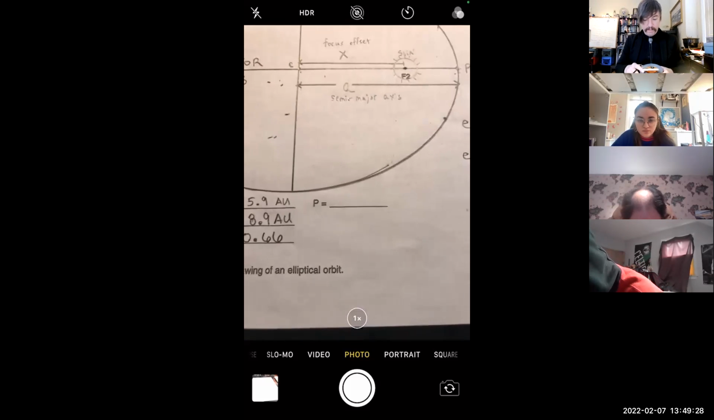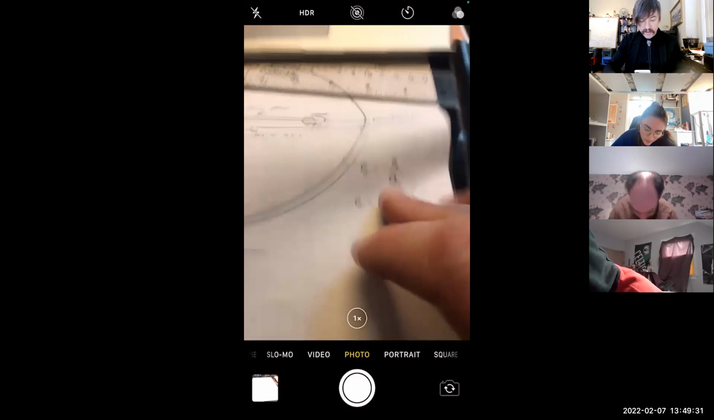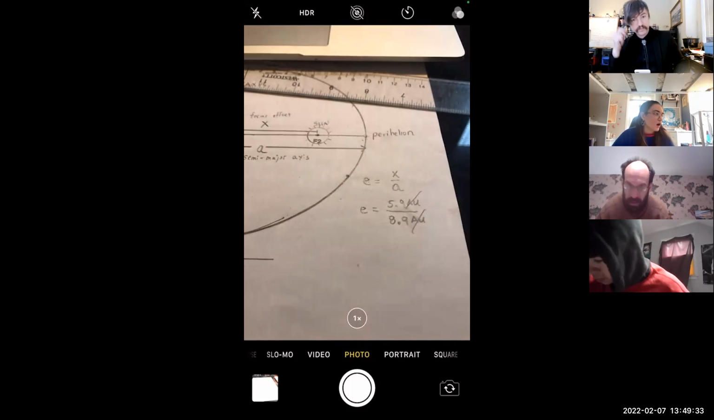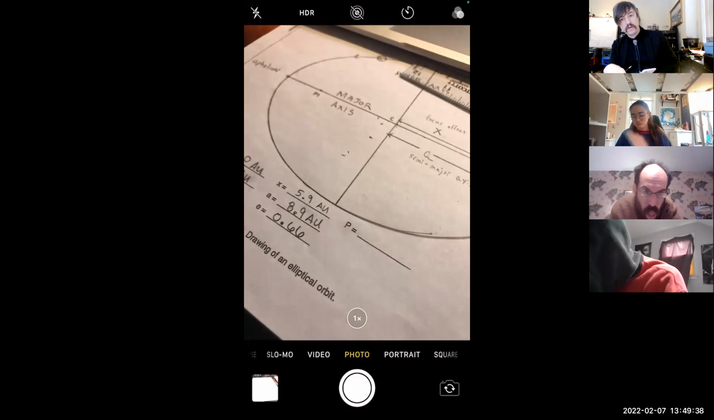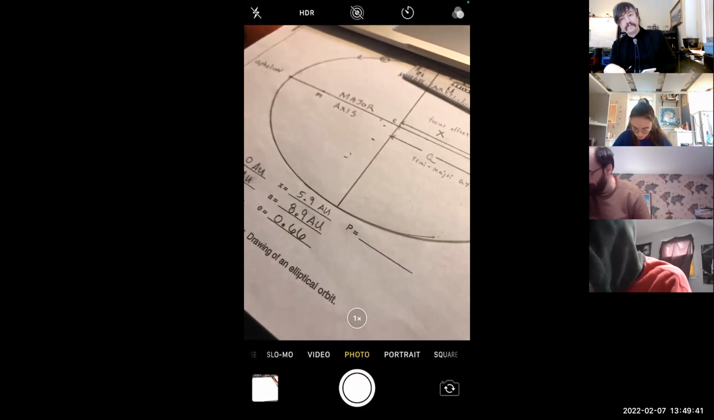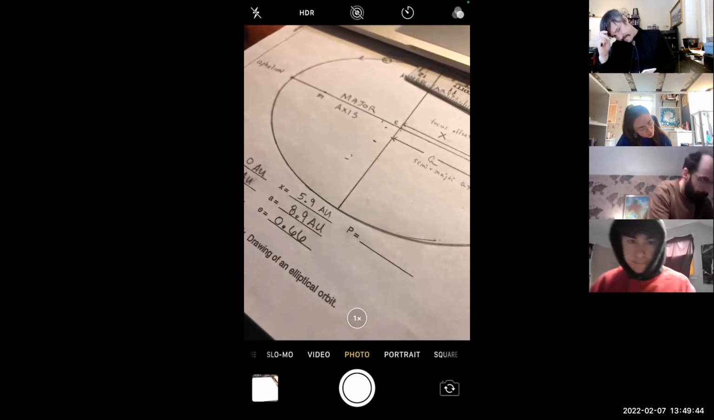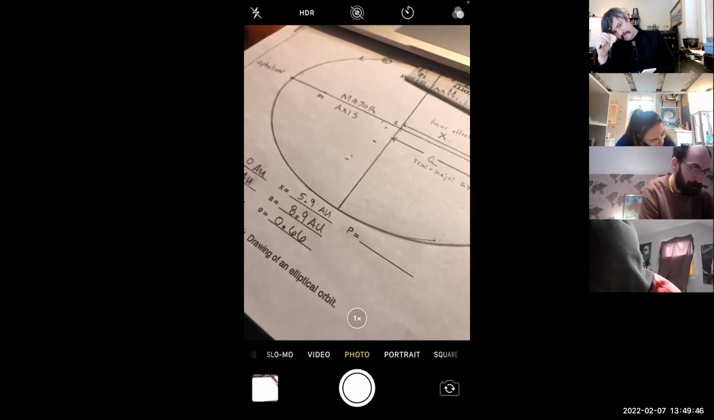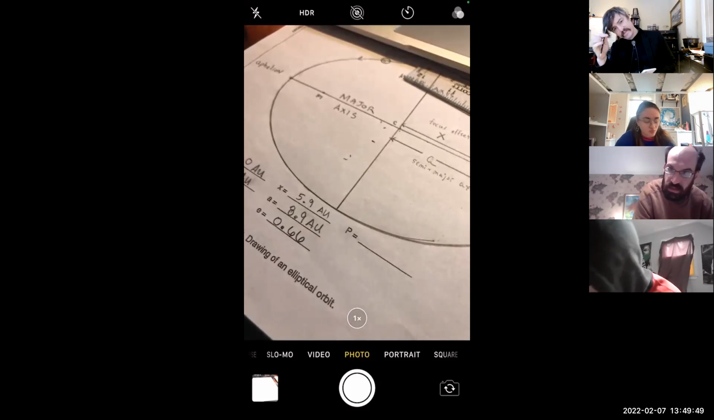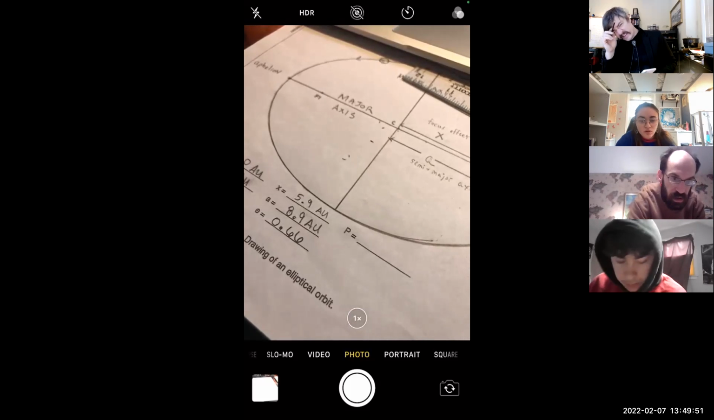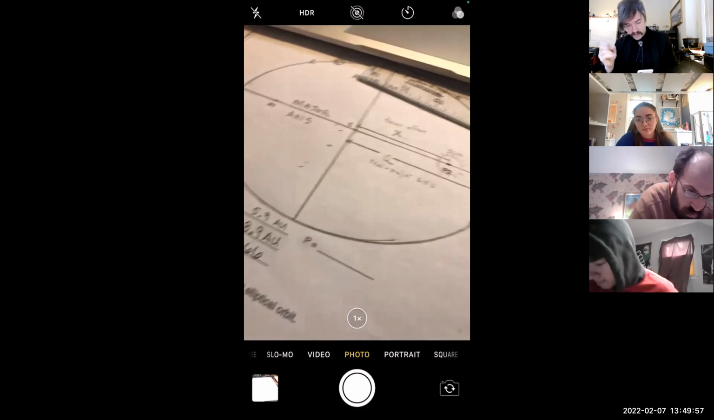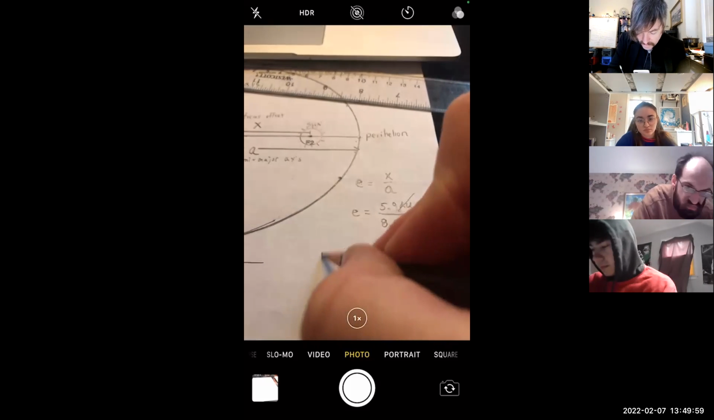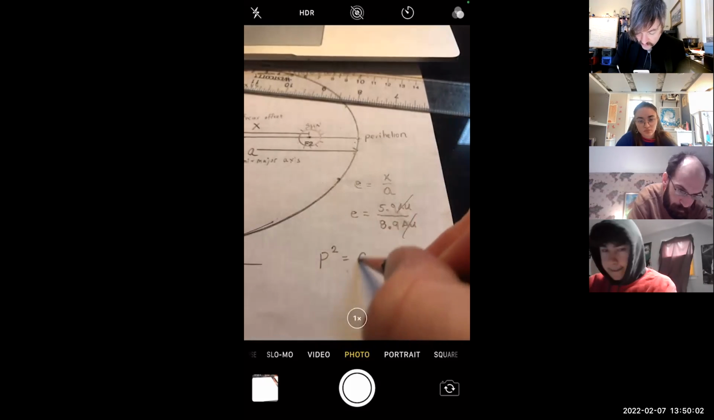Okay, now that we have our eccentricity, we're going to go for the period P. Do you guys remember the formula that lets us do this? What formula should I use? If I know the semi-major axis, how do I get the period? So period equals the square root of A cubed. P squared is equal to A cubed.